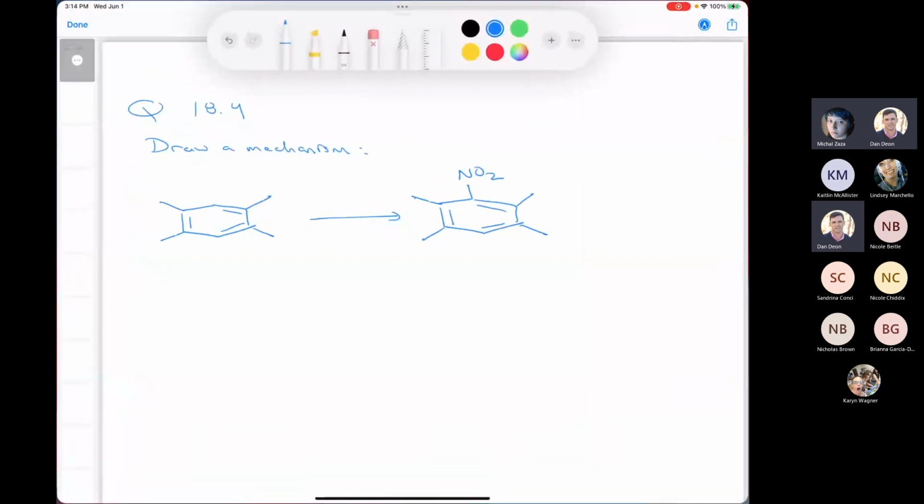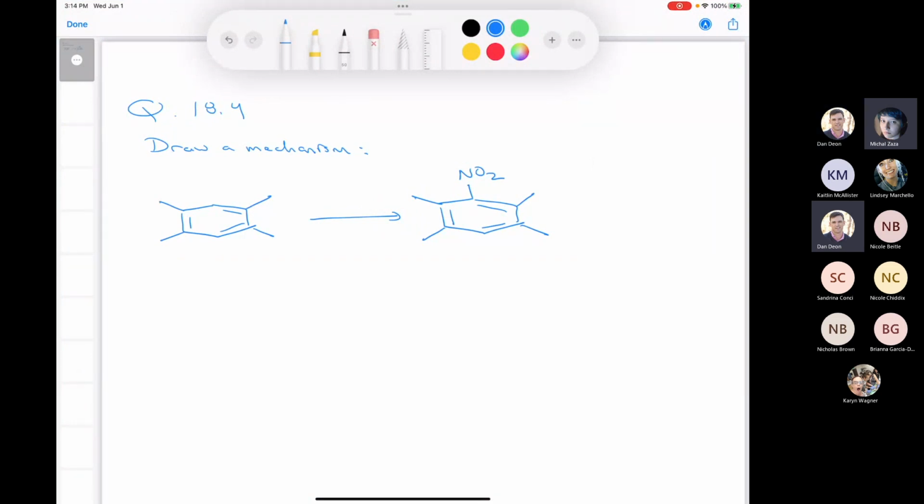Here we go. So question 18.4 asks us to draw the mechanism of the nitration of this interesting compound. So this would be what, 1,2,4,5-tetramethylbenzene, something like that. And the way that you do a nitration reaction is you treat the compound with a mixture of nitric acid and sulfuric acid.